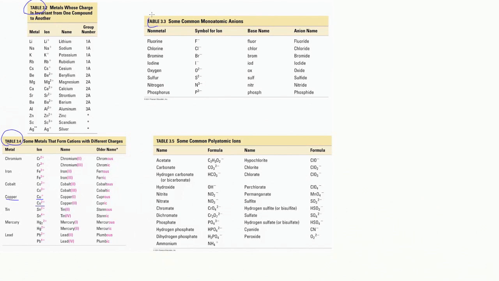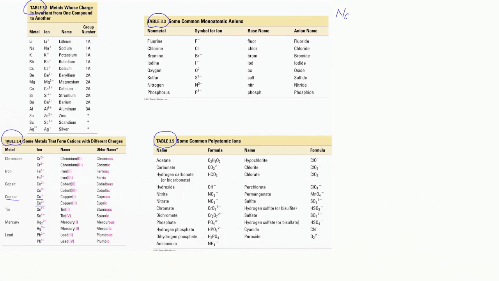Alright, this table shows you some important anions, like fluoride, chloride, bromide, and the oxide, sulfide. And the last table here shows you some important polyatomic ions. Now, the first topic, how do we write the formula for ionic compounds? The most important thing that you need to remember when you write the formula is the charge has to be balanced. Let's start from something simple.